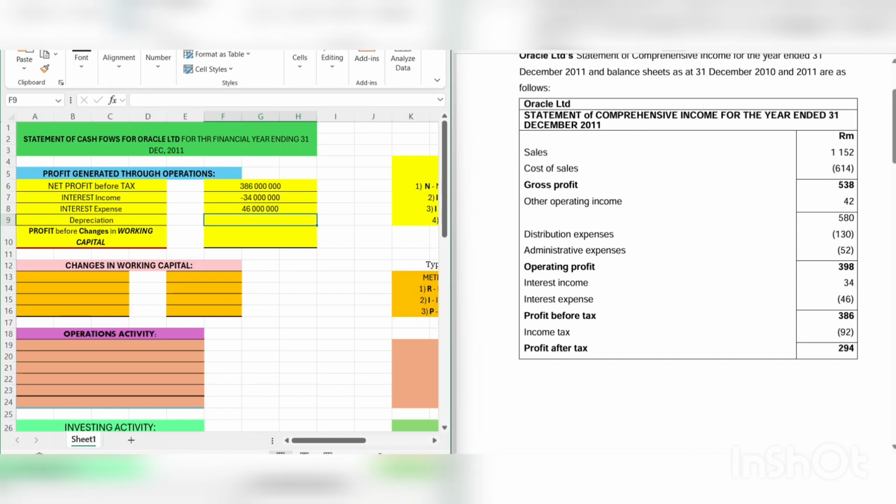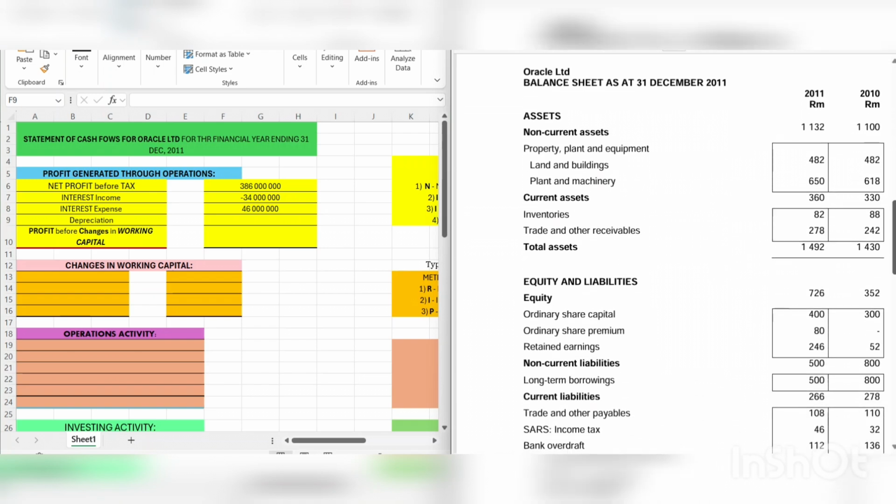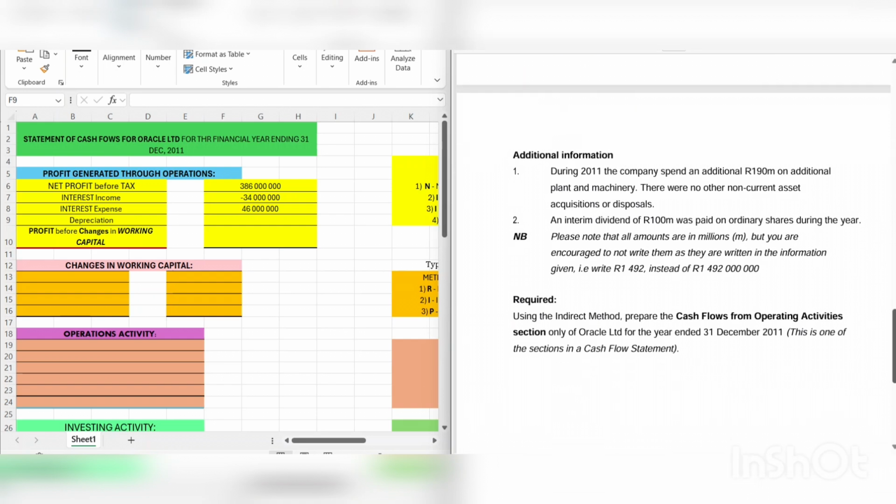And then here for interest expense, it says it's 46 million, but here we won't put brackets because, as I said, for some reason it's opposite. Then we're going to calculate depreciation.